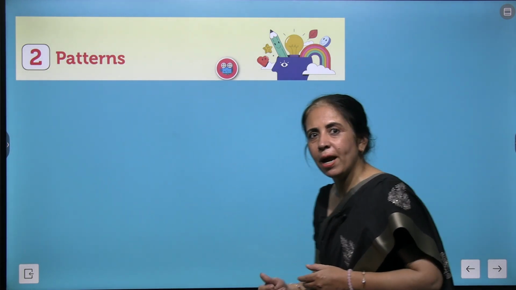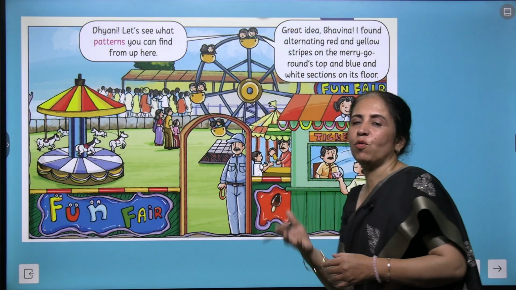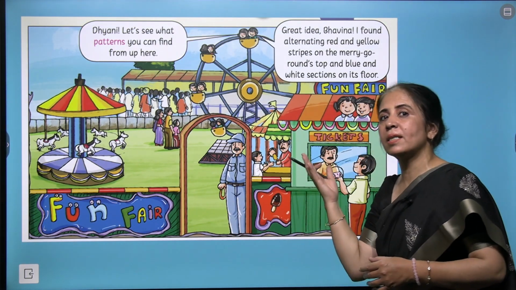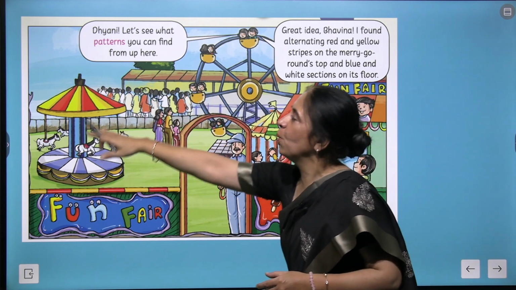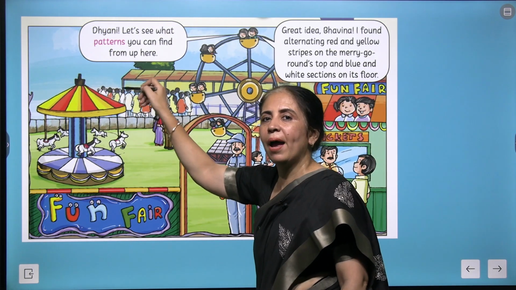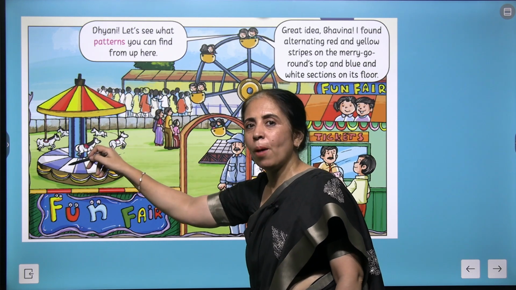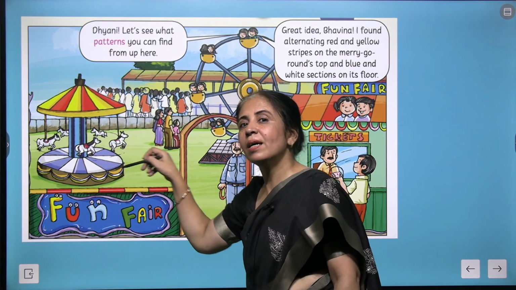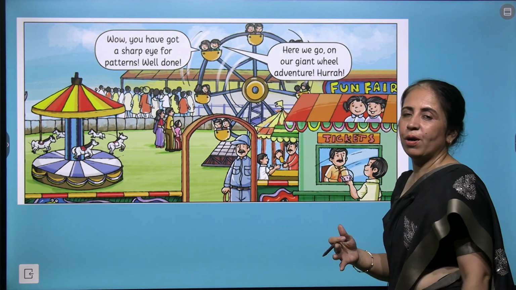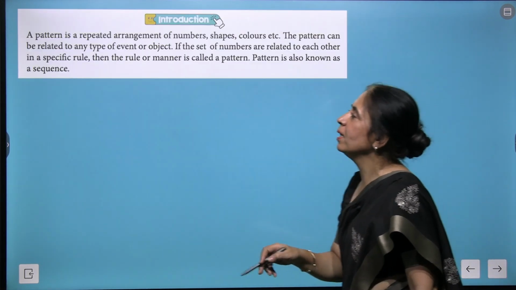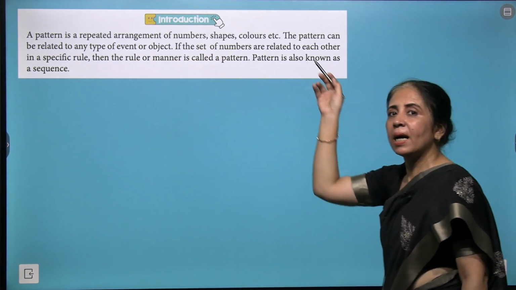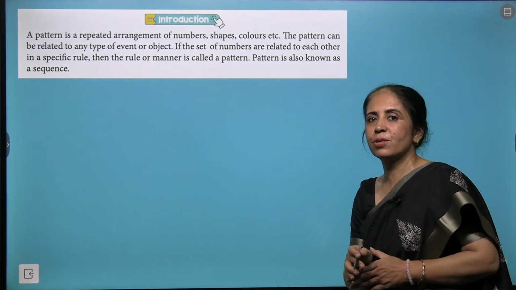It could be some shapes, some colors, some images. Like, let's go to a circus and see a merry-go-round, where we have a symmetry of yellow and red color at the top and white and blue color at the bottom. So symmetry could be seen anywhere around you. It could be in the form of certain arrangements of shapes, colors or even figures, right?